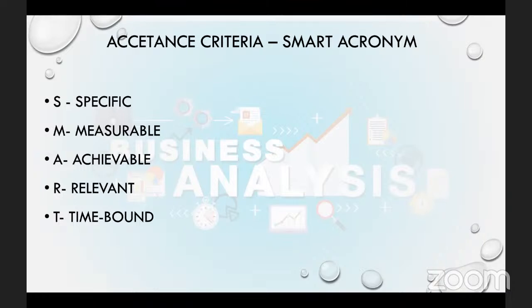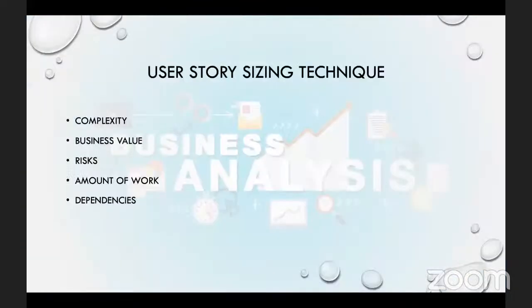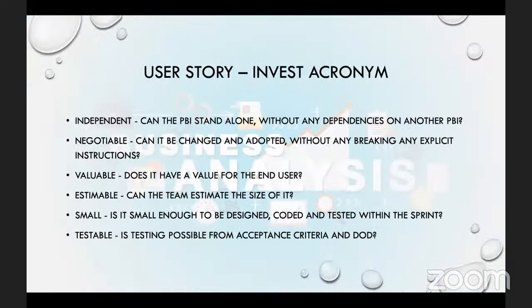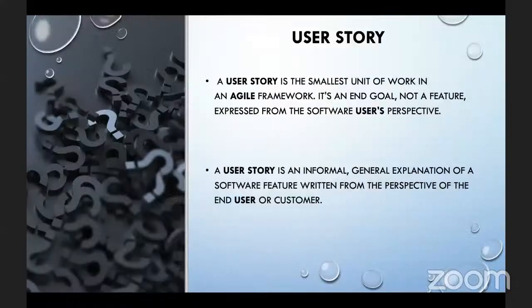The R also stands for relevant. It has to be relevant as well. And then time bound. When must we get this done? When should this feature turn around? Time bound. So we use the SMART acronym for acceptance criteria. So we've looked at acceptance criteria, we look at user story sizing, we look at the INVEST acronym, user story grooming, and that's it for the day.